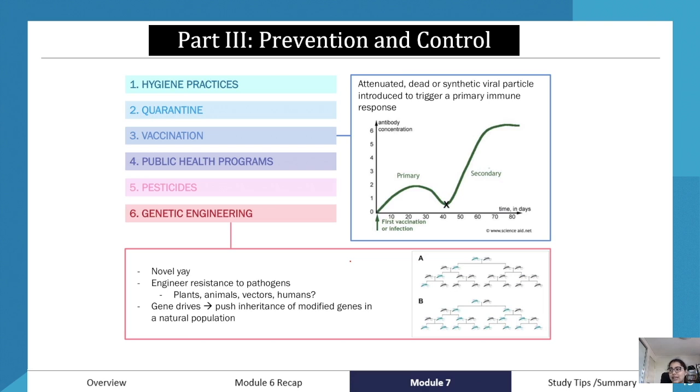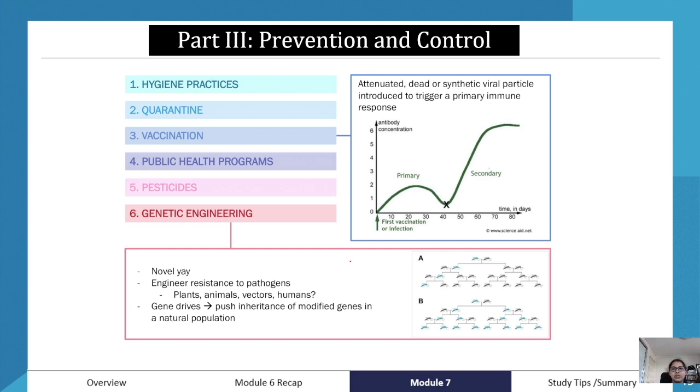Prevention and control. Obviously, hygiene practices play a huge role. Quarantining, vaccination, public health programs, pesticides, and genetic engineering. So genetic engineering, novel, yay, engineering resistance to pathogens like plants, animals, vectors, humans. You would see that there has been some scientific research and development surrounding engineering mosquitoes that are resistant to the Plasmodium protozoa, and they have red eyes.